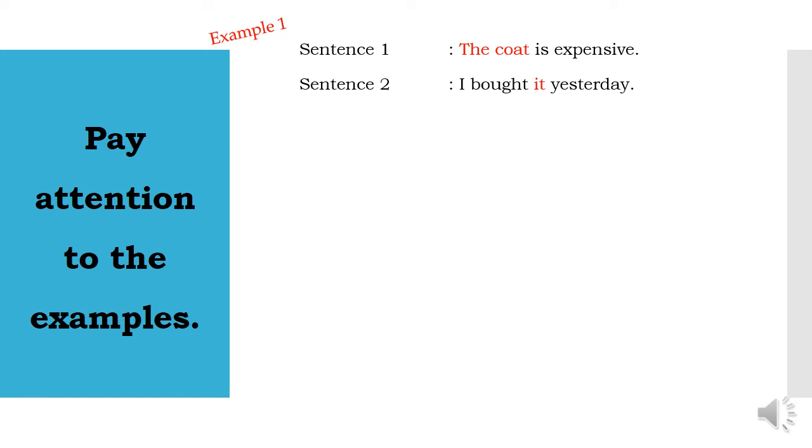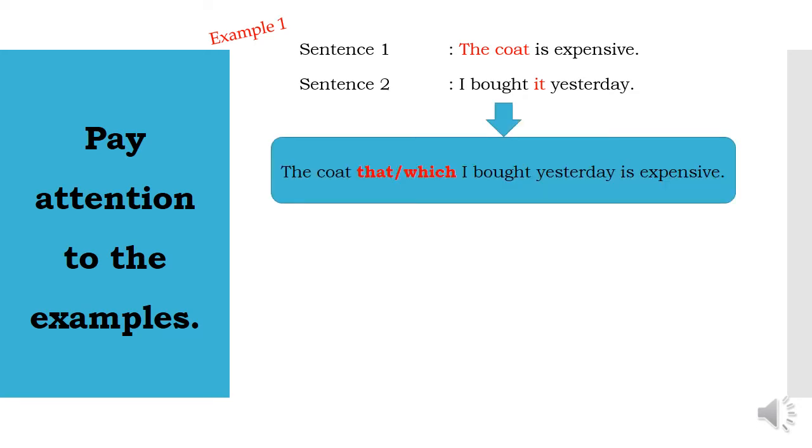For the first sentence, we have the word coat, while in the second sentence, we have pronoun it. It in the second sentence refers to the word coat. So, these two sentences can be combined by using relative clause. How is it? It says, "The coat that or which I bought yesterday is expensive." Or in Bahasa, actually we can translate the connector that or which with yang, because it explains the previous word. So we can translate the sentence into, "Jas yang saya beli kemarin mahal."